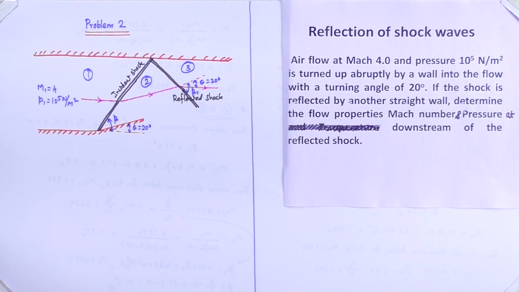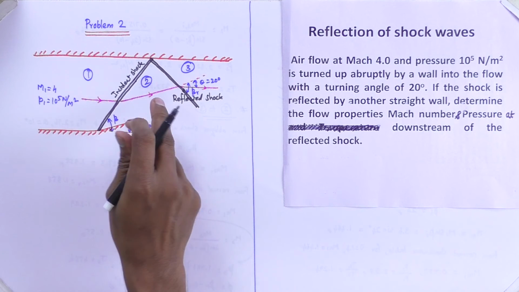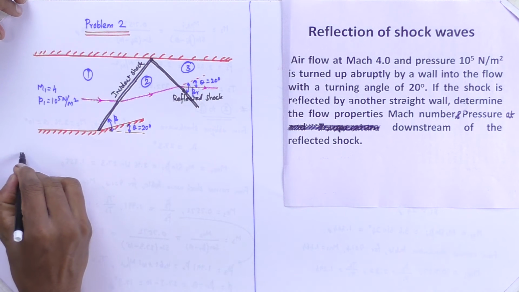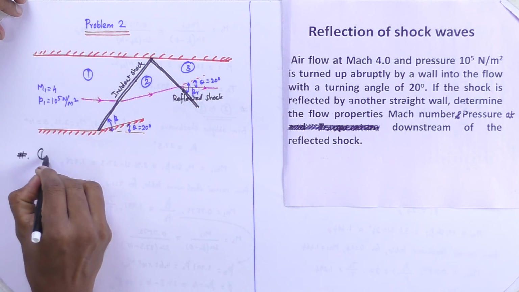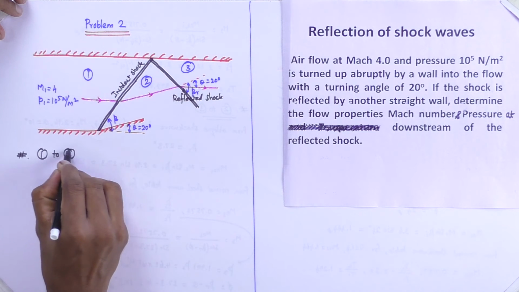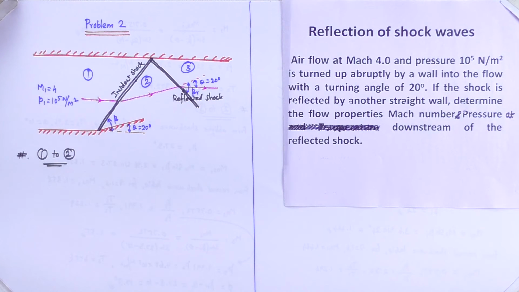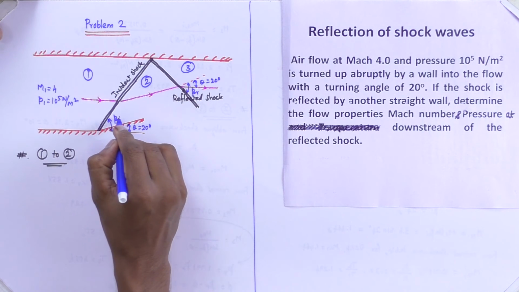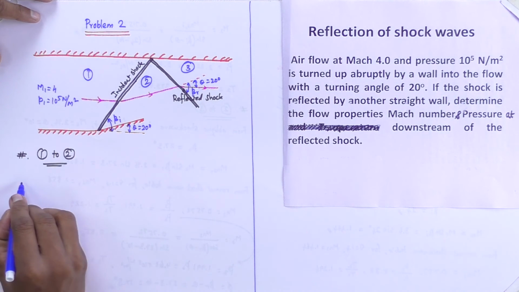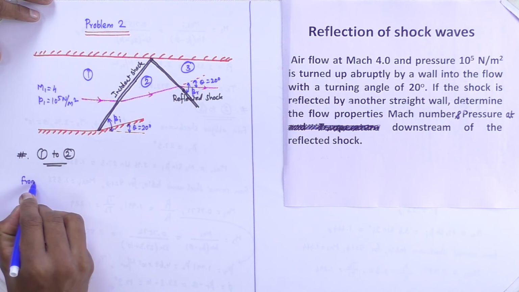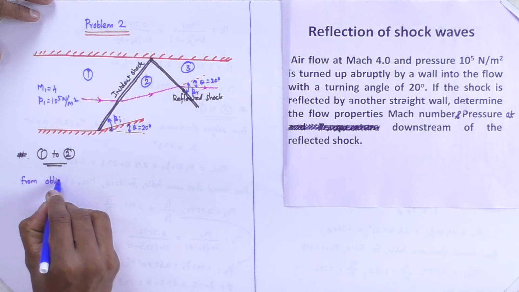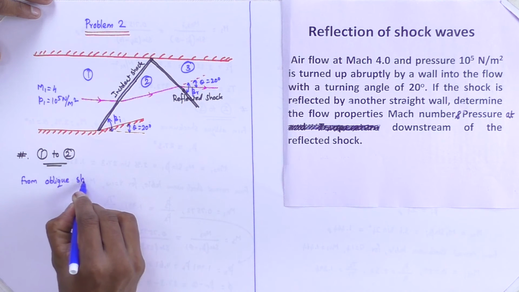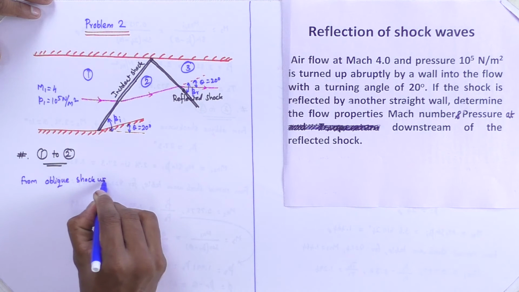So similar to the previous problem, in this problem also we have to proceed from 1 to 2 and 2 to 3. So first we will proceed from region 1 to 2. First we need to calculate the beta I value, the shock wave angle of the incident shock. So for that we are going to refer to the oblique shock wave table.